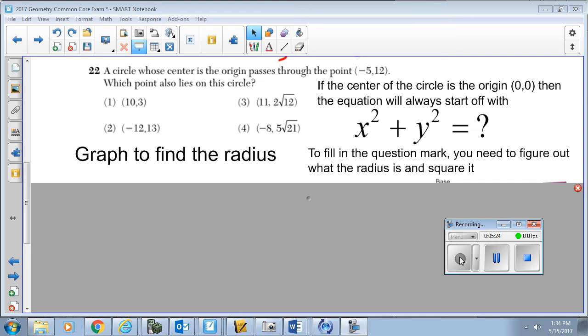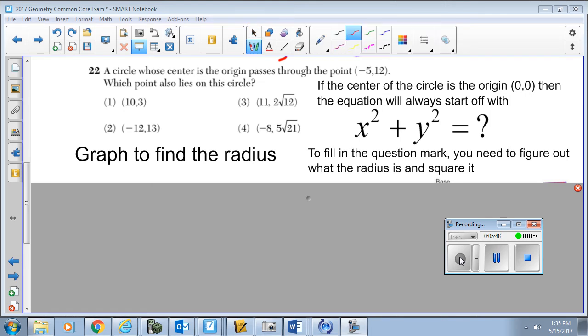Okay, let's look at number 22. Number 22 says a circle whose center is the origin passes through the point negative 5, 12. Which point also lies on this circle? All right, so what I would do is go graph this.